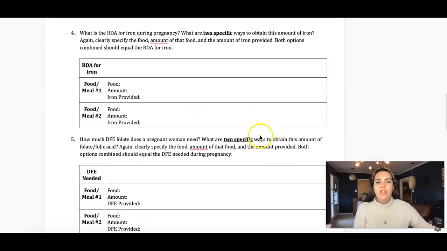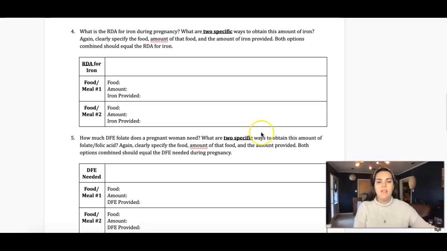For the next 2 questions, you are going to make recommendations for meals for being able to meet the recommended allotment for iron, and then for folate, or dietary folate equivalents. So again, you need to be sure that you are using your textbook to make the recommendation for how much iron and folate are needed a day, and then you can make a recommendation for specific foods. So again, be sure that you're being specific about the food, the amount, and how much iron is provided. I gave the example in class that if you say cereal, well, what kind of cereal? How much cereal? And then you will get all your points.